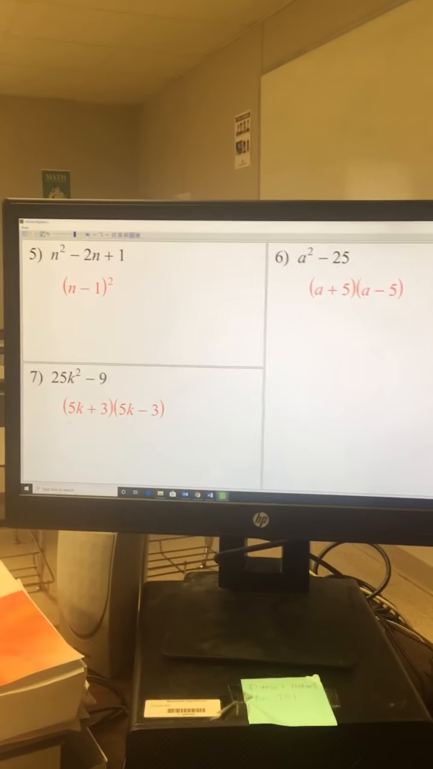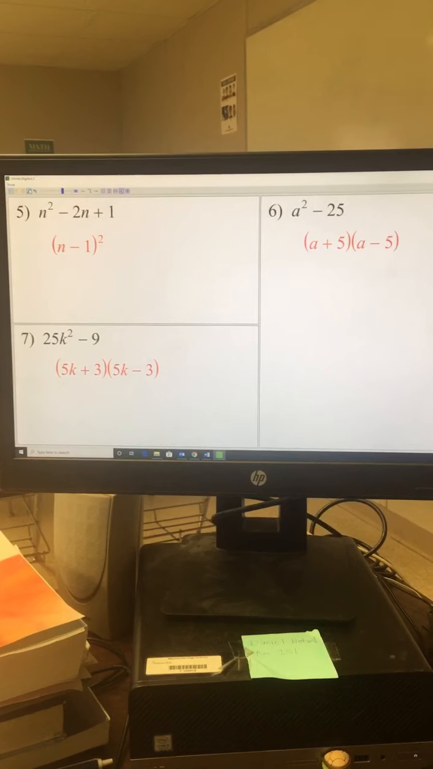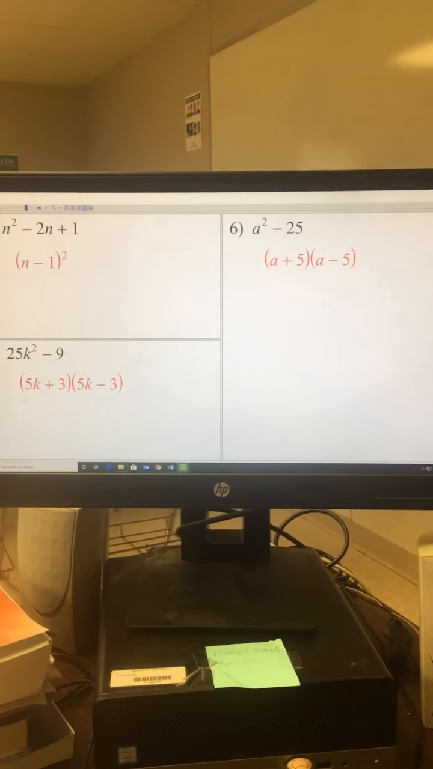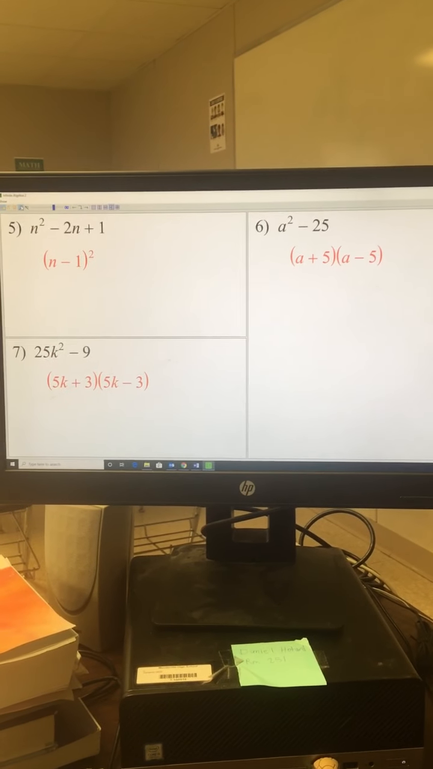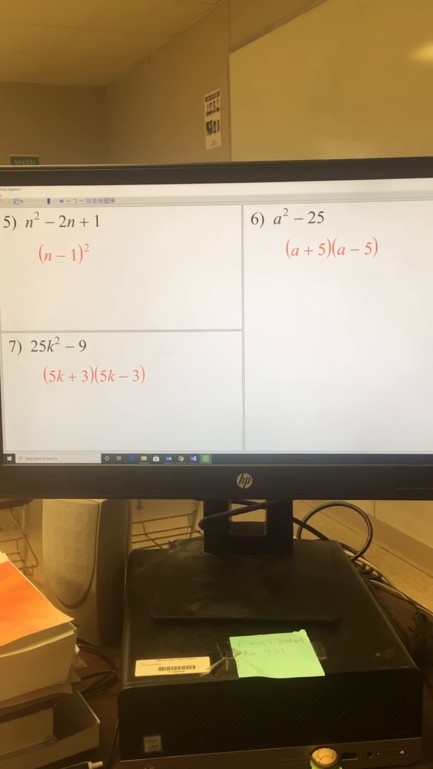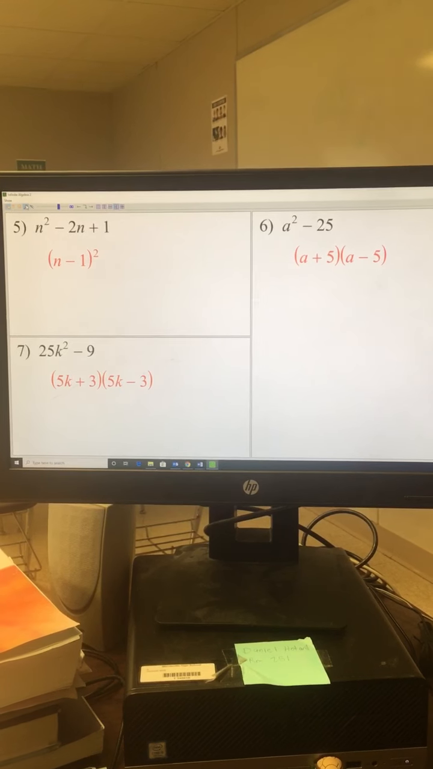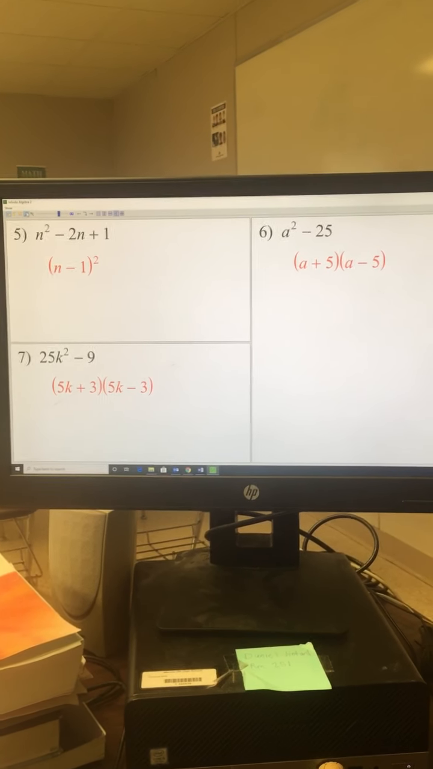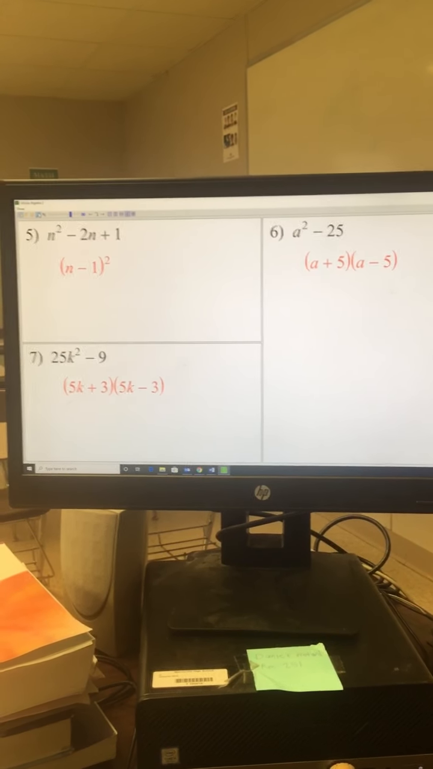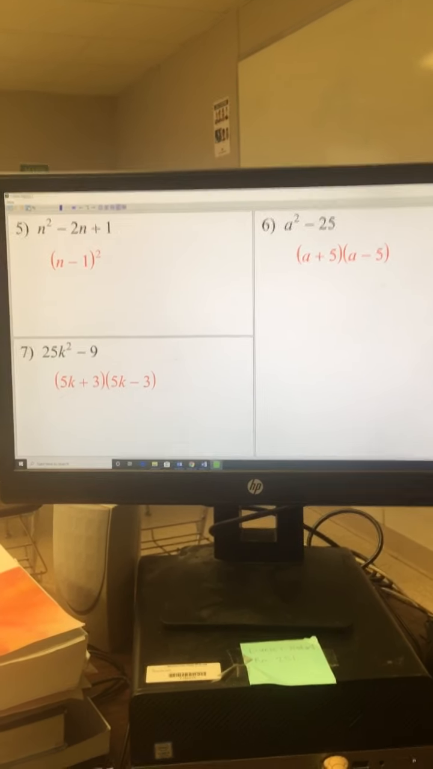All right, the first one, negative 1 times negative 1 gives me positive 1, and negative 1 plus negative 1 gives me negative 2. So that's n minus 1 times n minus 1, or n minus 1 squared. Number 6, there is no middle number, so I need numbers that multiply to give me negative 25, add to give me 0. A plus 5, a minus 5. Number 7, I need numbers that multiply to give me negative 9, add to give me 0. So that's 3 and negative 3. But I need 5s on both of those k's so that they multiply to give me 25k squared. So 5k plus 3, 5k minus 3.